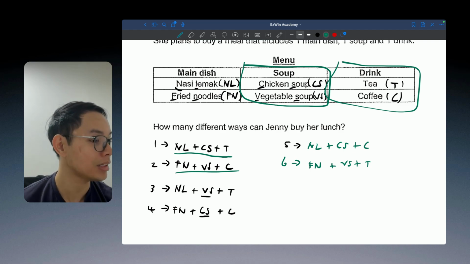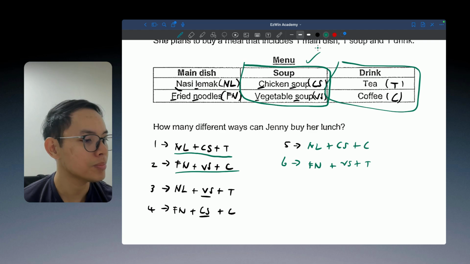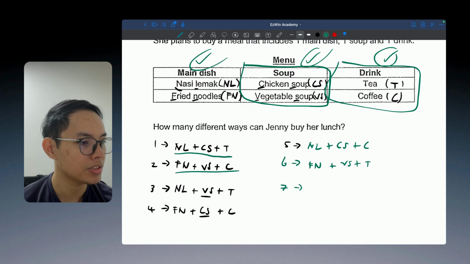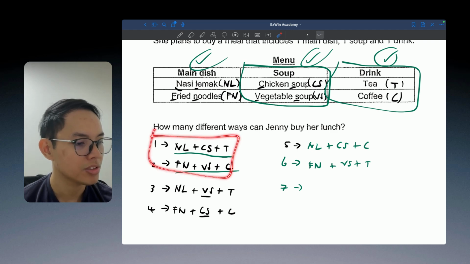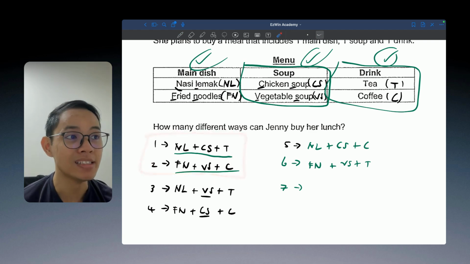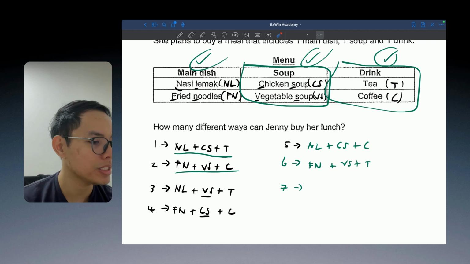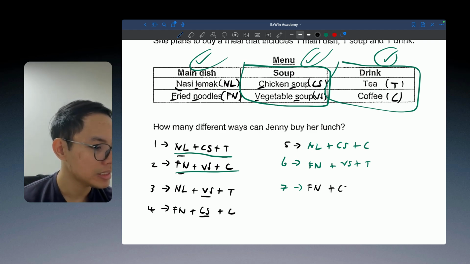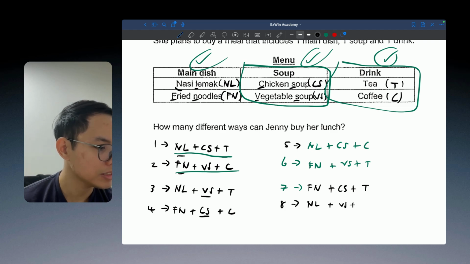Oh wait, is there another one? Right. So if you've already done the soup and you've already done the drink, how about the main dish? Last one. So we go from the first combination as what you see over here, but change again. This is what we call your base, your main one. So what we can do is write this down. We can put here Fn. So we're going to change the first one, right? Fn plus CS plus T. And the eighth one should be nasi lemak plus vegetable soup plus coffee.